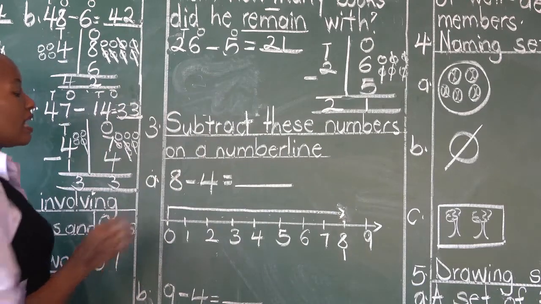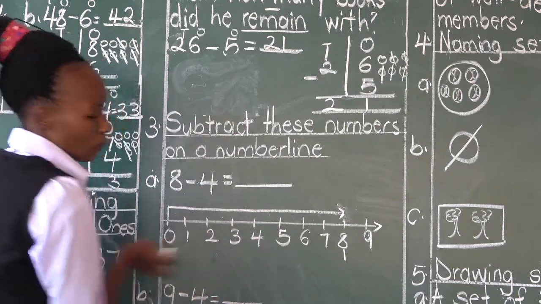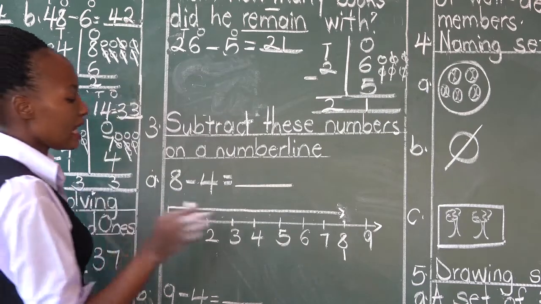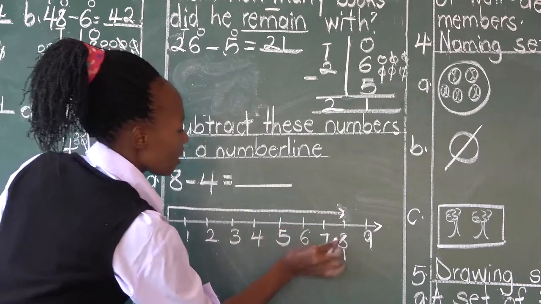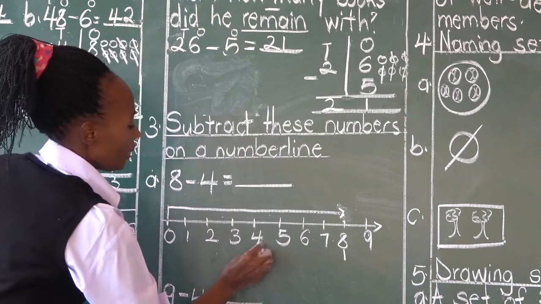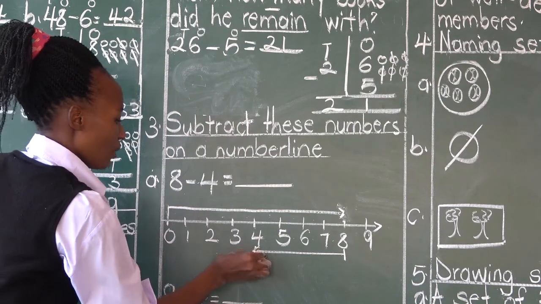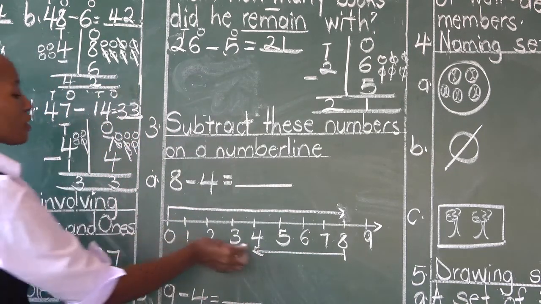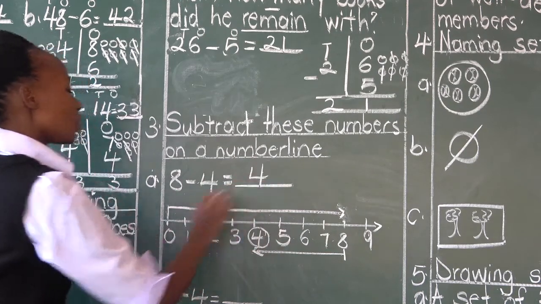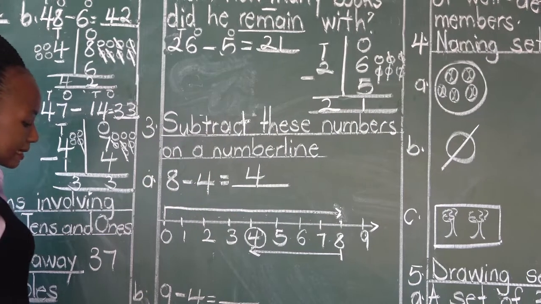From where you've stopped on number 8, you are going to take away, or move, 4 steps backwards. Where we shall stop, that will be our answer. Now let's count the 4 steps from the 8. 1, 2, 3, 4. They will end here on number 4. Then we put our arrow there where we stopped. Now where we stopped, circle that number. That will be the answer. Okay, now let's look at the next number.